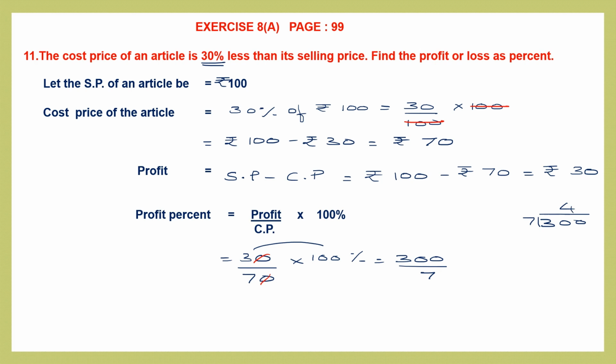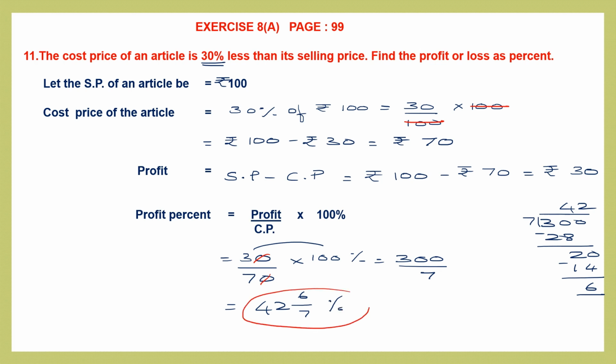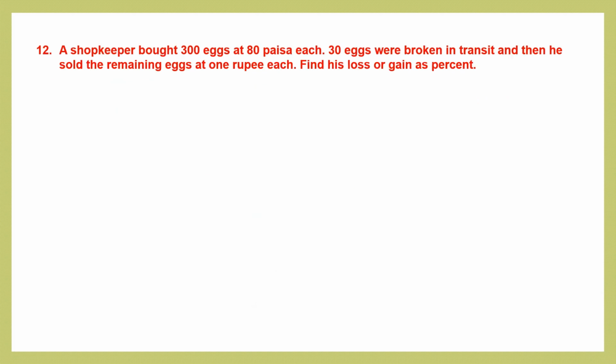7 fours are 28, minus, now here we have 20. Now 7 twos are 14, minus, we have 6. So now the profit percent is 42 6/7%. So this is our answer. The profit percent is 42 6/7.